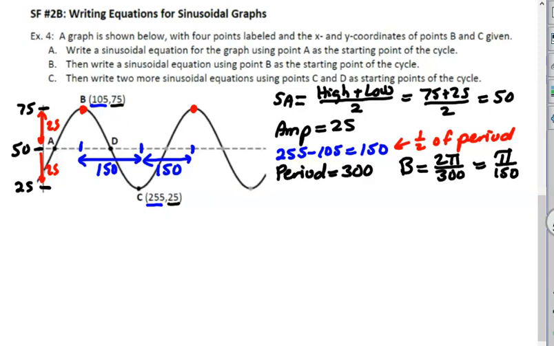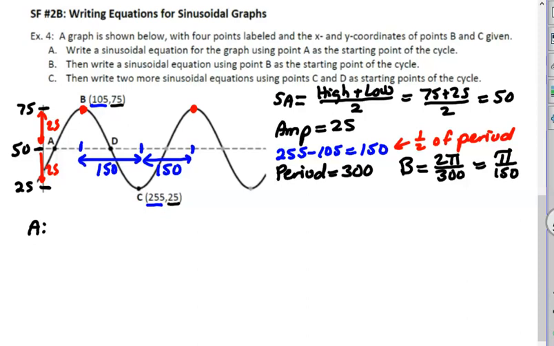Now we need our phase displacement. And I want you to recognize that there are 4 different starting points I have marked. And I'm asking, let's write an equation for a cycle that starts at each one of those starting points. So we are going to start with starting point A here. And you might think, well, it'd be easier to start with B, and yeah, probably it would be. We already know a lot of information about that one, but let's start with A.